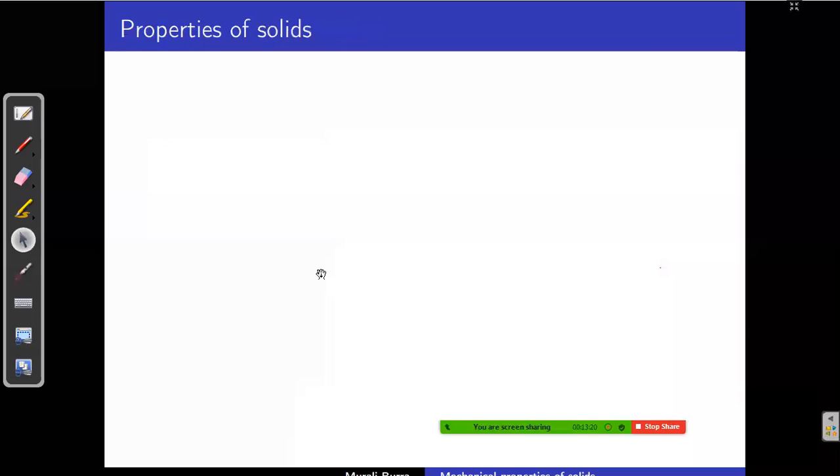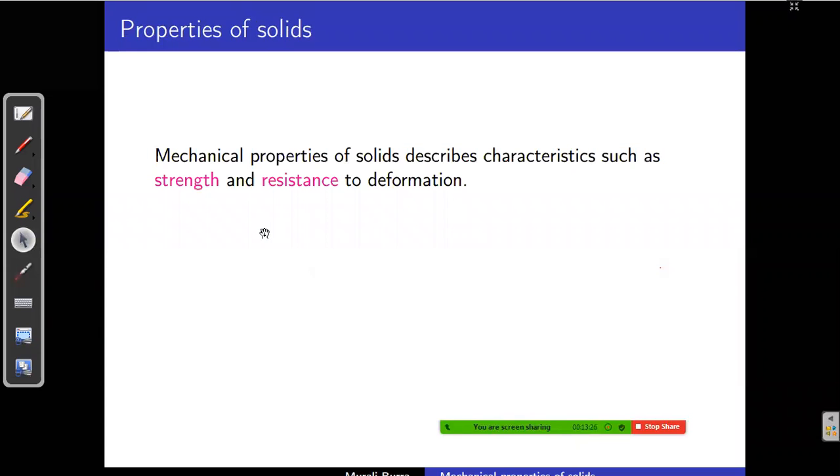properties of solids. Basically we will be discussing two properties in case of solids, that is strength and resistance. Strength means how strong it is, how much force it can withstand. And resistance means how it can resist its deformation. Suppose I want to break some solid material; the breaking depends on these two main properties, strength and resistance. We will go into detail about these two properties.